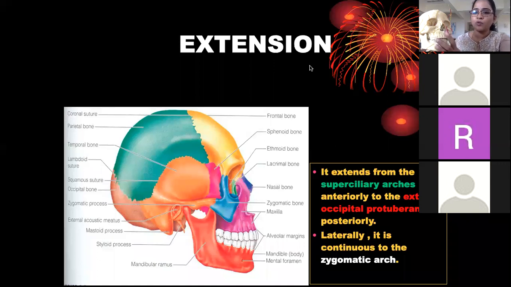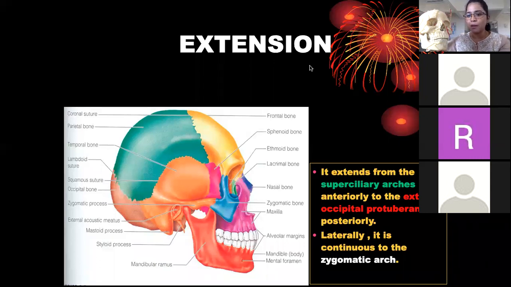So now we have discussed the norma. Norma means the views of the skull, how we are looking at the skull. One is the vertical view, from above, called norma verticalis. From the front, norma frontalis. From the base of the skull, norma basalis. From the lateral view, norma lateralis, and from the back side, norma occipitalis.